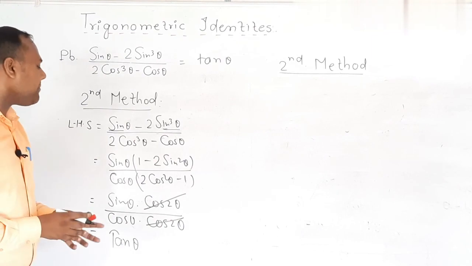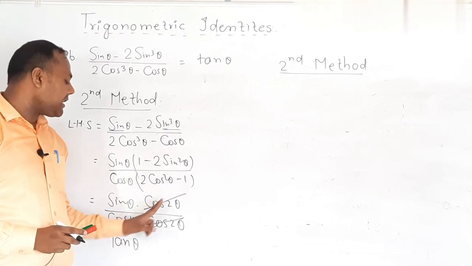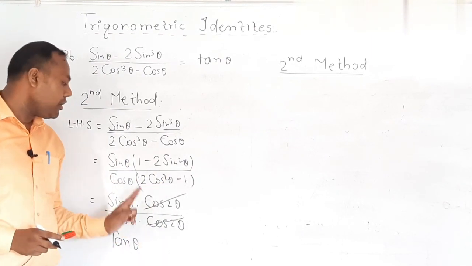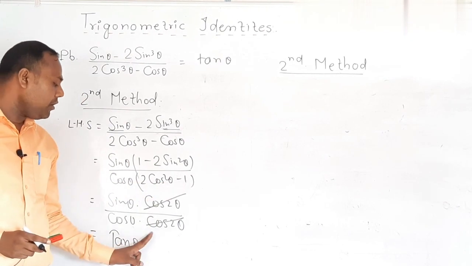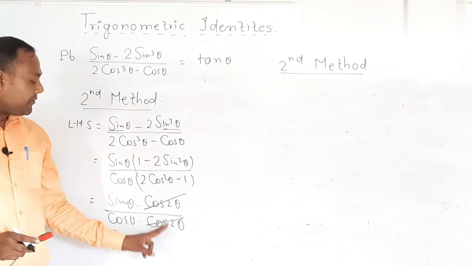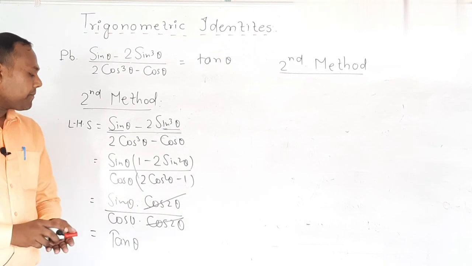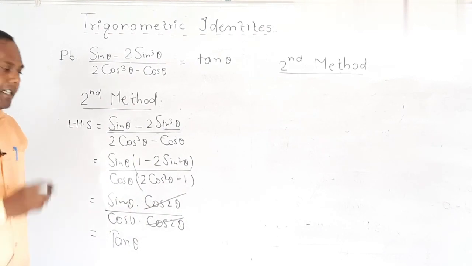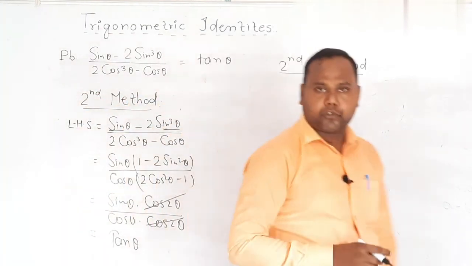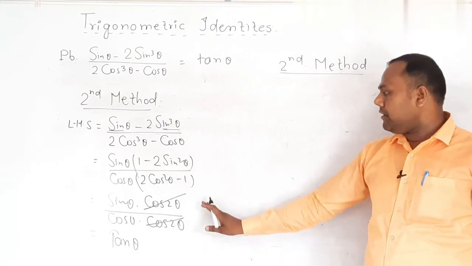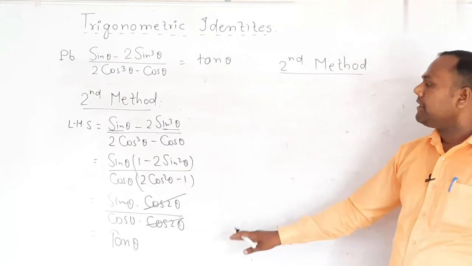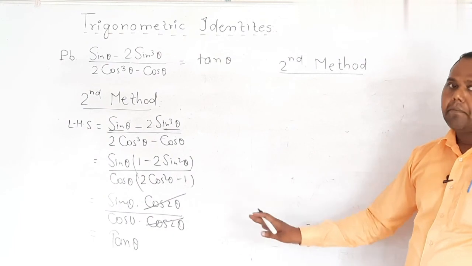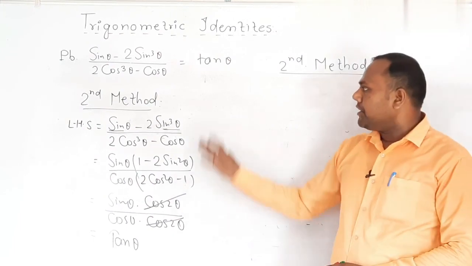We always remind that 1 minus 2 sin²θ means cos 2θ, and also 2 cos²θ minus 1 equals cos 2θ. This formula is always utilized in the advanced section. So we put it here in the formula way, and after that this problem can be solved in a very easy way. So you can take a screenshot.